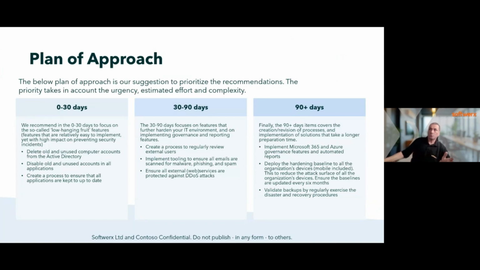So as I discussed, we'll give you a plan of approach. So the quick wins, there's 0 to 30 days, the so-called low-hanging fruit. The important controls to put in place, but maybe need a bit more planning, 30 to 90 days, and then the 90 days plus, which is probably the more involved projects that you may need funding for, you may need to pilot and roll out in a more controlled sort of way.